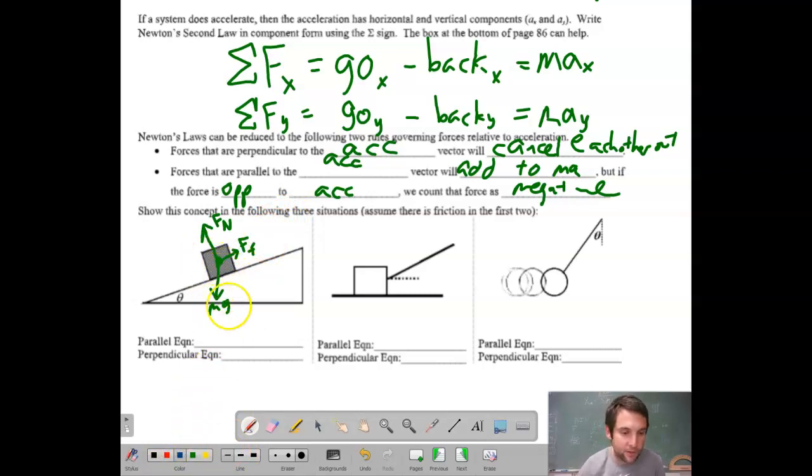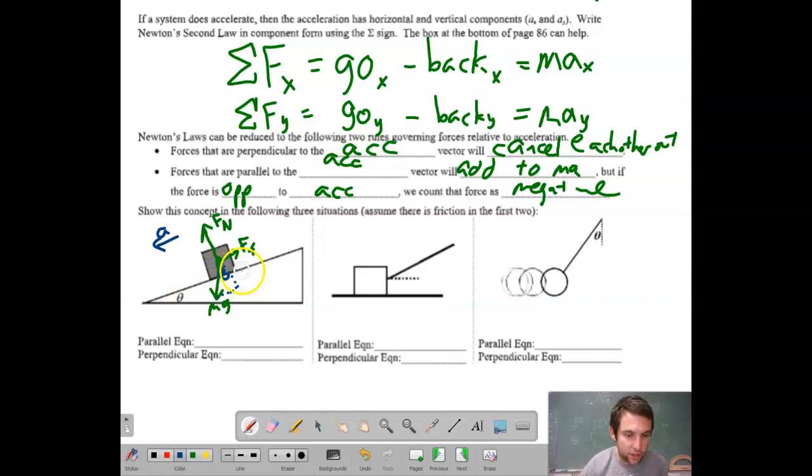Now, we have to resolve mg into its components because it is neither parallel nor perpendicular to the acceleration. We know the acceleration is going to be down the ramp. So mg is not parallel or perpendicular, so we're going to resolve it into its components. To draw that triangle, first thing I like to do is just continue on my normal force vector until it's equal and opposite, and then just connect it to the weight vector. So now I have this nice triangle, and here's my angle right here. There's my theta. Same theta as this.